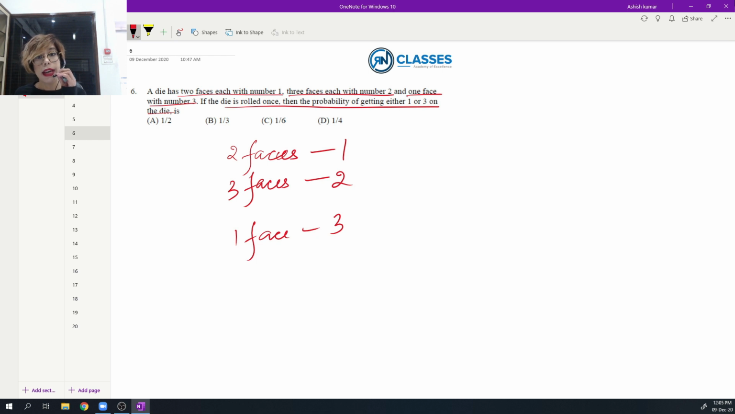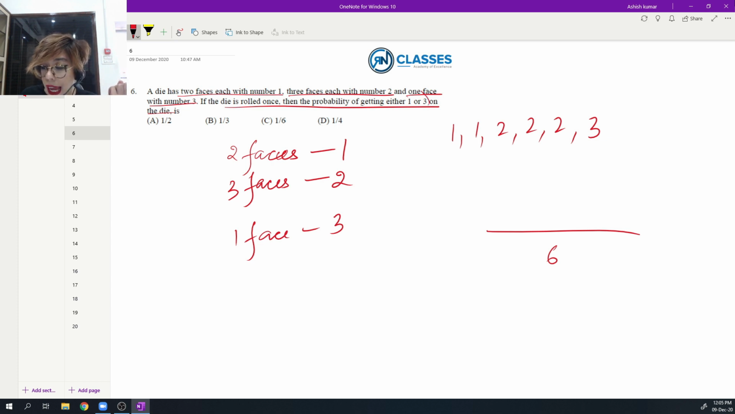Alright, now अब ये die roll करूँगी, so obviously how many possible outcomes are there? 6 faces are there, so या तो 1 आएगा, 1 आएगा, 2 आएगा, 2 आएगा, 2 आएगा, 3 आएगा. Basically 6 different outcomes, right? Now favorable are probability of getting either 1 or 3. अब 1 आने की क्या possibility है? 1, 2 and 3. Basically total 3 favorable outcomes है. So my probability becomes 1 by 2. So option A is the correct one, right?